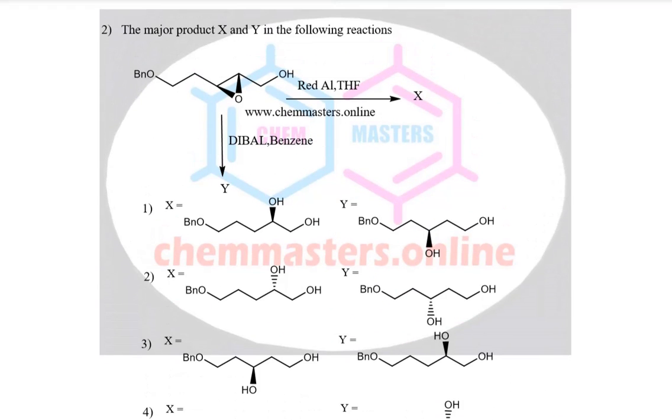The major products X and Y in the following reaction. Just look at this, we have taken another allylic epoxide. So we have a red aluminum reagent and DIBAL reagent. Okay, here what is the correct combination of products in the given 4 options?